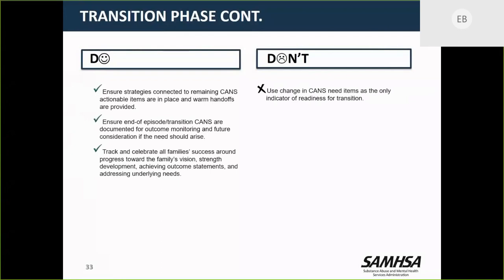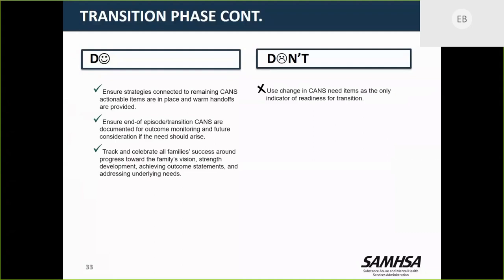So ensure that the strategies that are connected to the remaining CANS actionable items are in place. We're not expecting, and in that study that we did, we did not see any evidence that all CANS actionable needs were typically met, even with successful wraparound discharges. There are going to be remaining CANS actionable items across youth, caregivers, and family domains. That is going to happen.